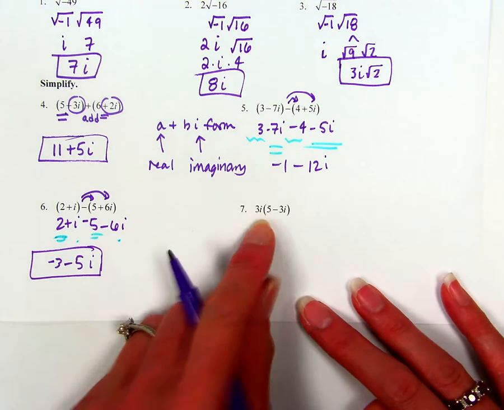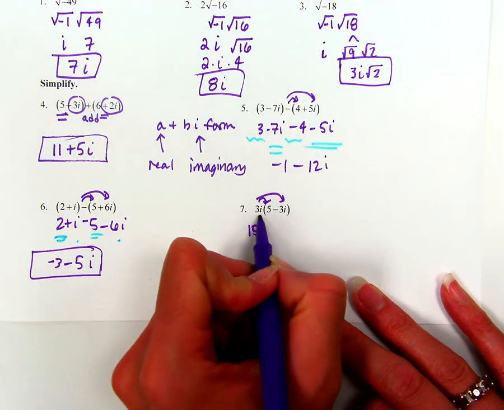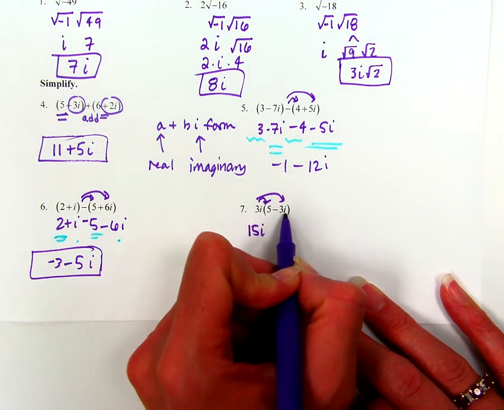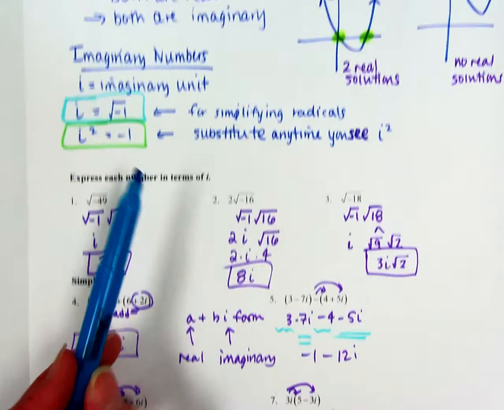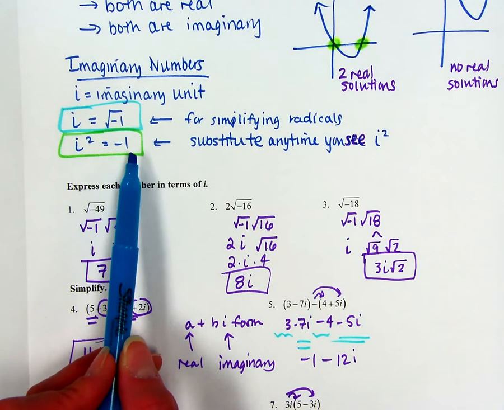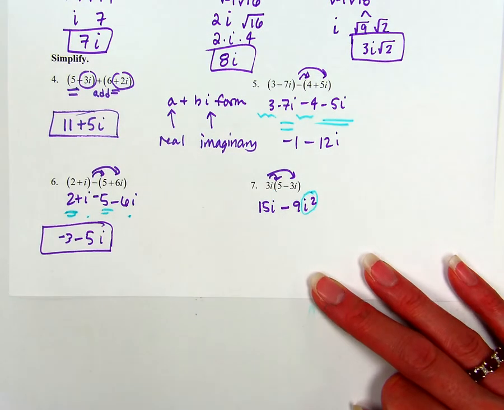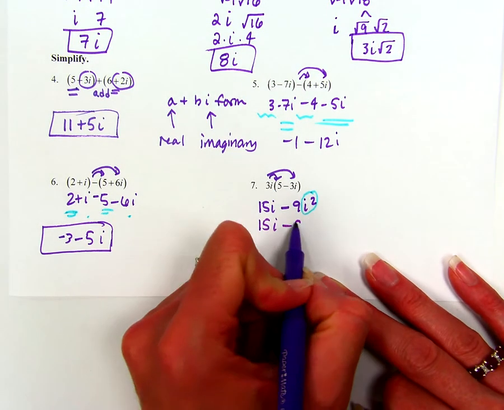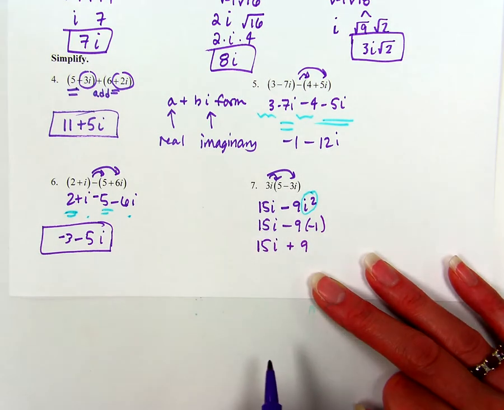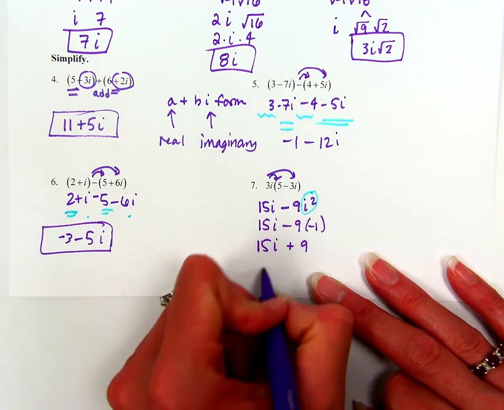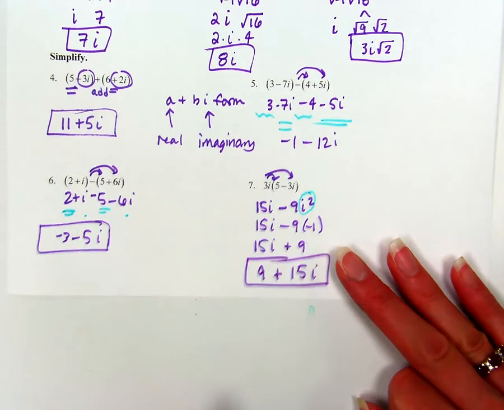This one's multiplication, so it's a little different. We're going to distribute. 3 times 5 is 15i. 3i times negative 3i is negative 9i squared. So this is where you have to go back and look at the definition: i squared is negative 1. So we never want to leave an i squared in your answer. If you ever see that, that's the same as negative 1. So we have 15i minus 9 times negative 1. So 15i plus 9, because negative 9 times negative 1 is plus 9. This answer is okay, but I'd rather write it in a plus bi form, so I have 9 plus 15i as my final answer.